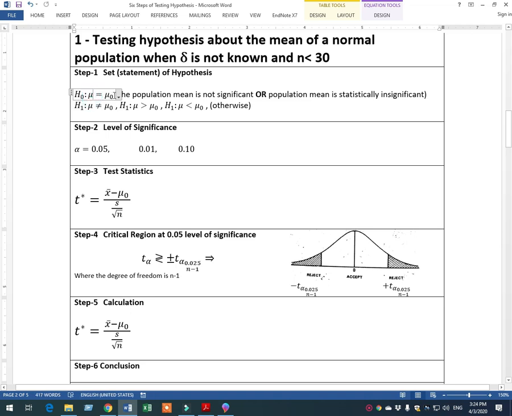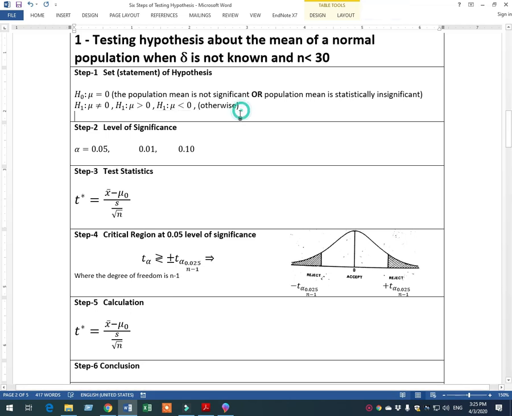This is the mathematical expression of the null hypothesis. Otherwise, you can write it in this description form, that is, the population mean is not statistically significant. Normally we take this when we are not given the mean and we are taking the value of 0. Otherwise, this may not be equal to 0, obviously. This may be more than 0, or it may be less than 0.